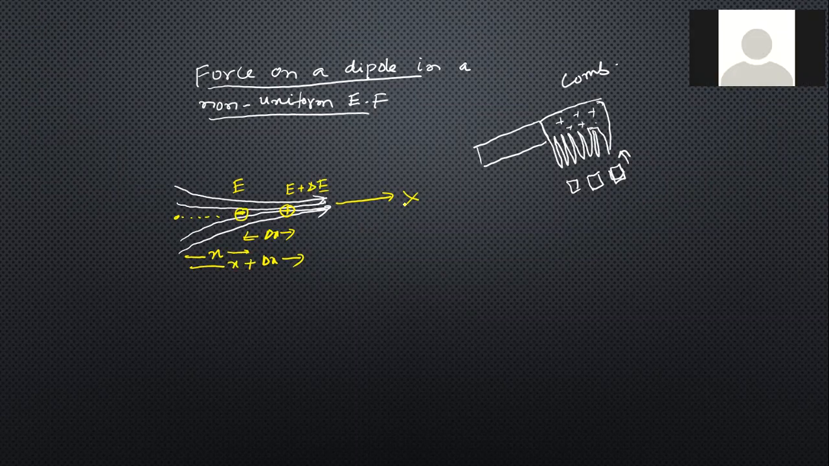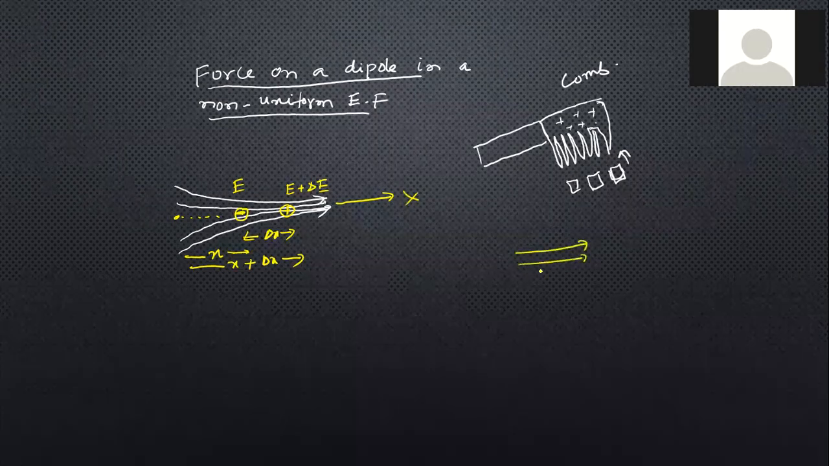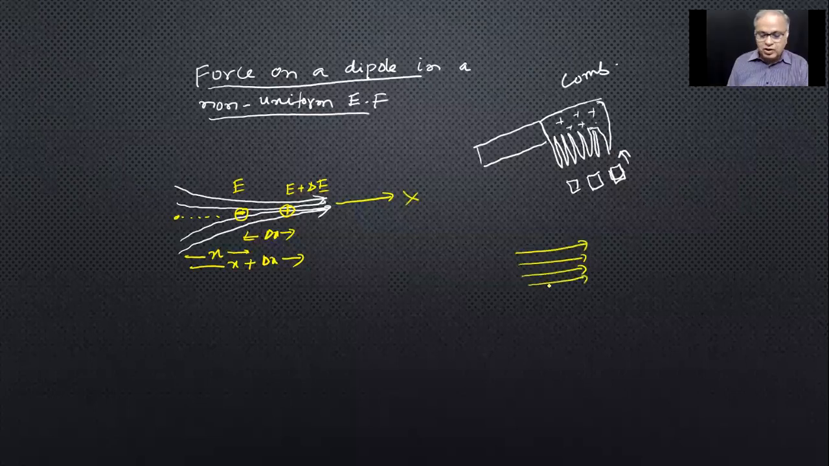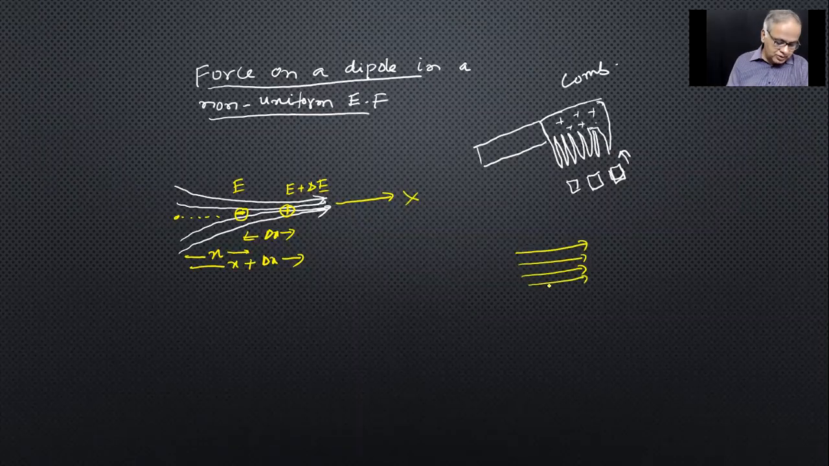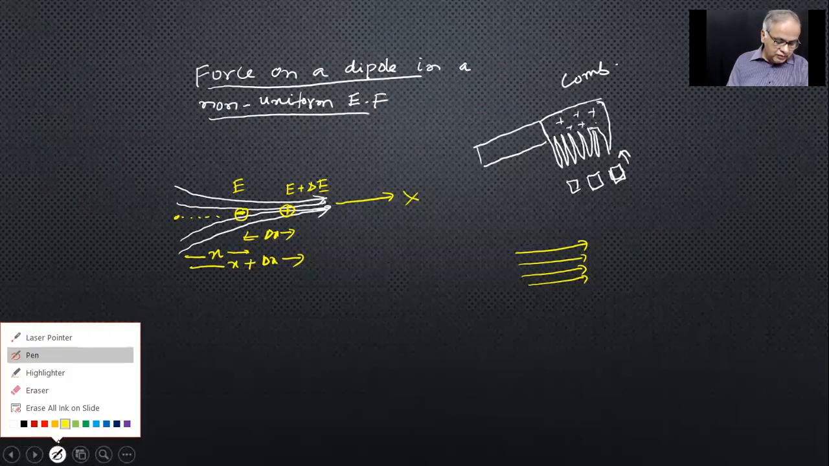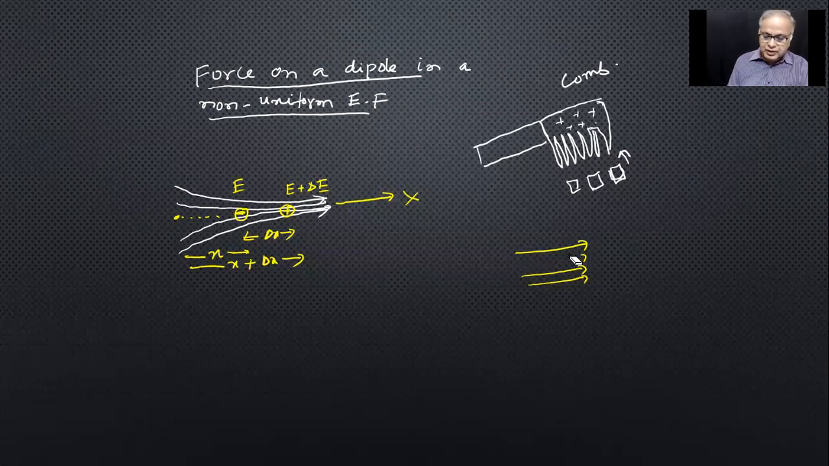Non-uniform field is shown by this kind of lines. If the field lines are parallel, E is going to be the same everywhere. I will talk more about this once we introduce the idea of field lines, which I have not done yet. But right now, just take it for granted.